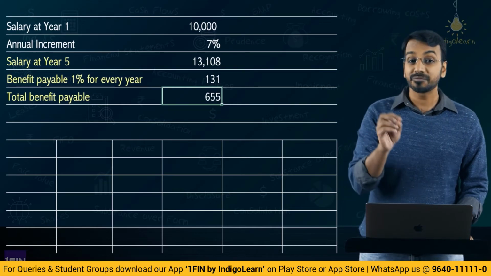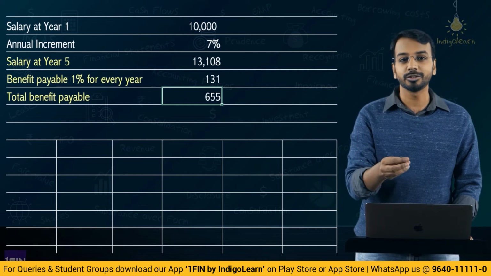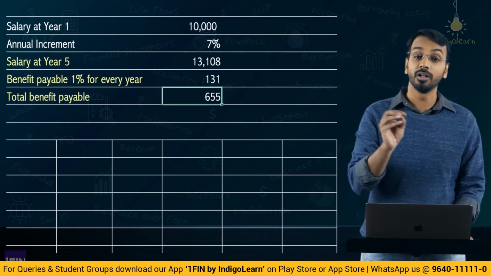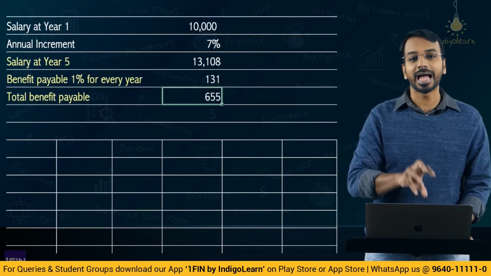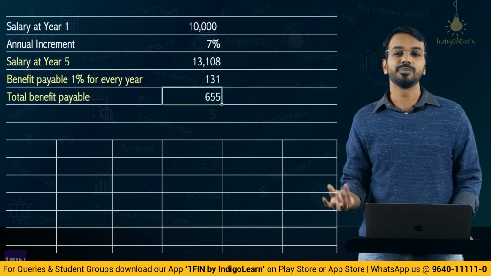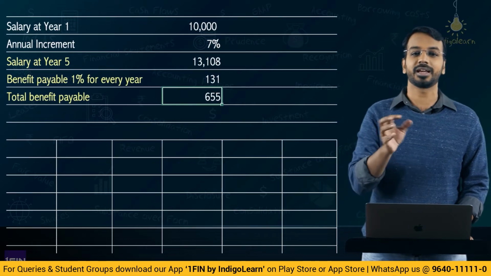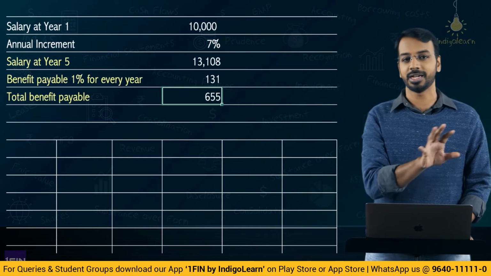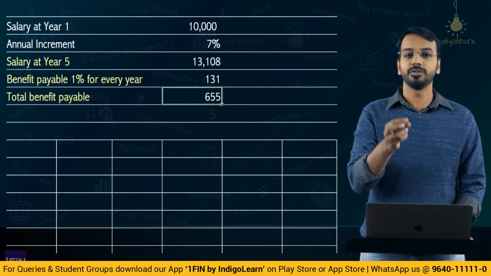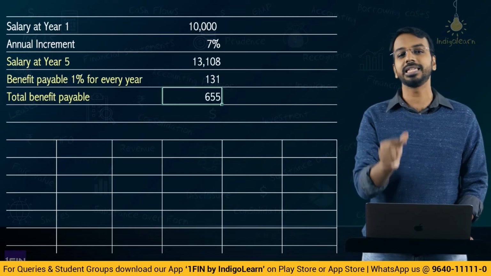Now, this 655 of payment pertains to how many years? It pertains to 5 years of service. So, we will have to recognize expense in each of the years. We can't say that because we are paying at the end of year 5, we will recognize it as an expense only at the end of year 5. That is incorrect.